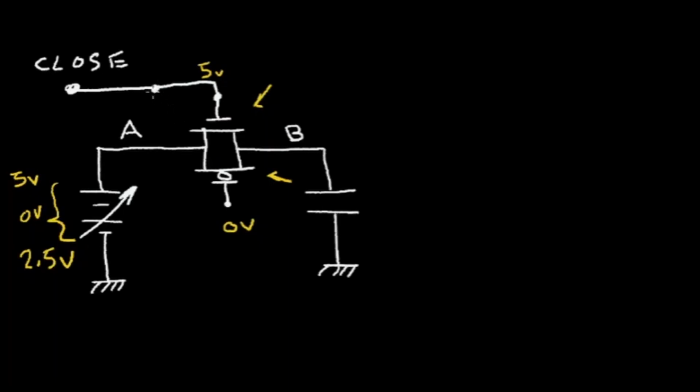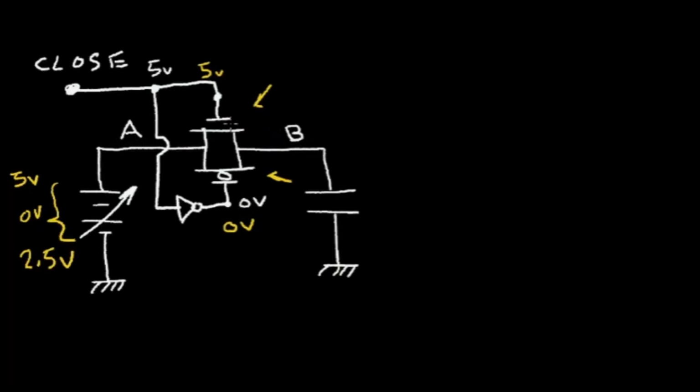So let's add an inverter over to the gate of this PMOS transistor. So the output of the inverter will connect to the gate of the PMOS. So if our closed signal is at 5 volts, this inverter will invert that 5 volts and put 0 volts at the gate. So when the closed voltage is high, both transistors are on and the voltage is transferred from point A to point B.